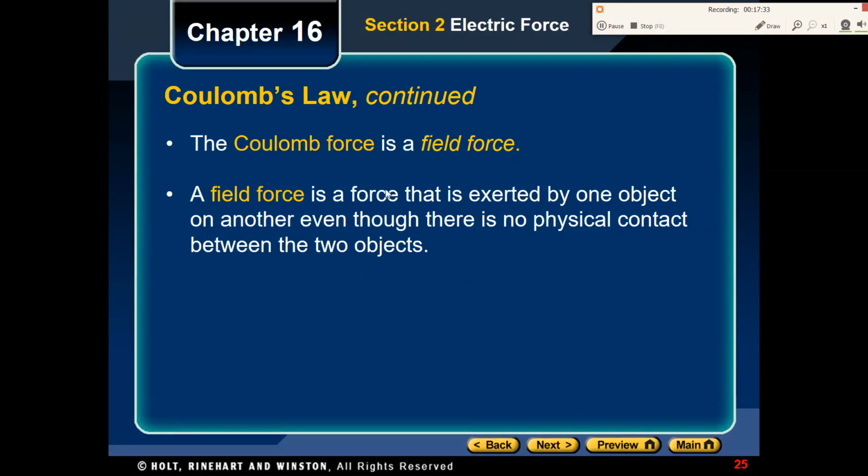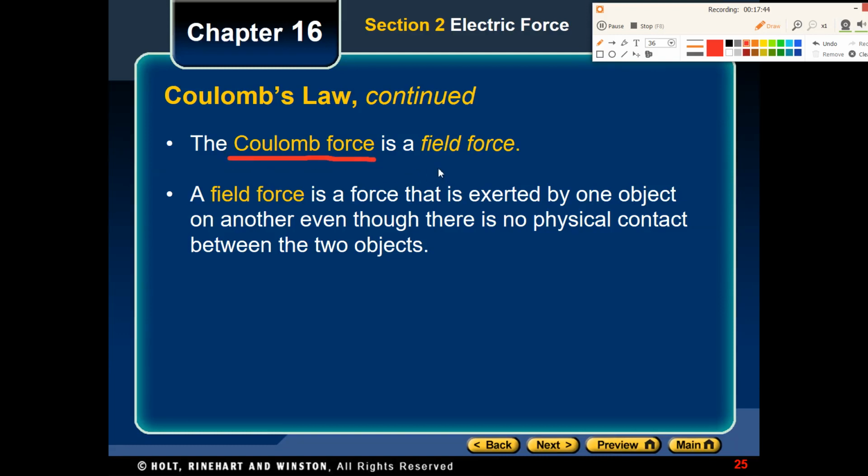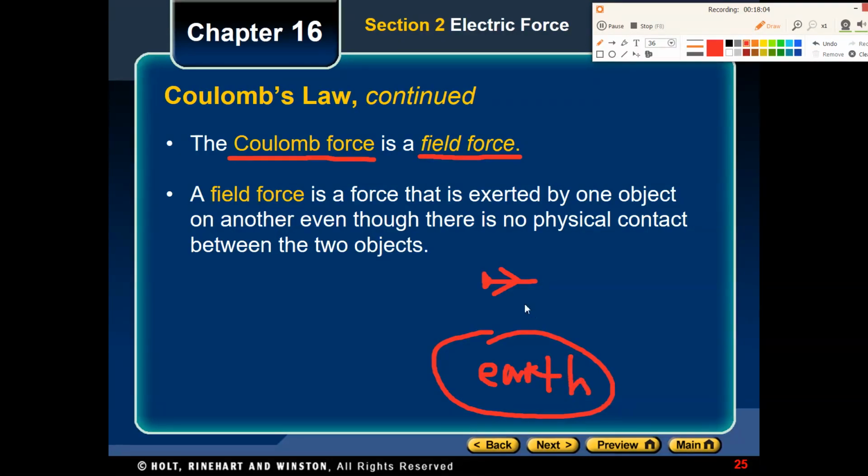So if we compare Coulomb force and gravitational force, both are field forces. Take an airplane flying in the air. It's not in contact with Earth, however it's still in a gravitational field. So both Coulomb force and gravitational force are field forces.